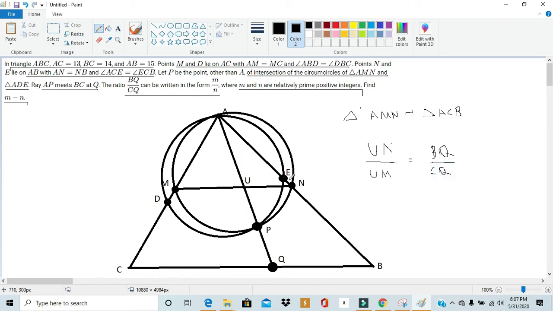So in this problem, if we solve for what UN divided by UM is, we solve for what BQ divided by CQ is. So now we just need to reduce the entire problem to solving for UN and UM. And that makes it much easier since most of our information is centered around this point U instead of this point Q. So instead of focusing our efforts on parts of the triangle that we don't really have information on, by focusing on the parts that we do have information on, we'll be able to solve this problem much easier. So now on to solving for what UN over UM is equal to.